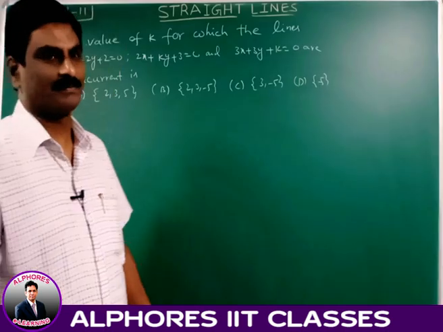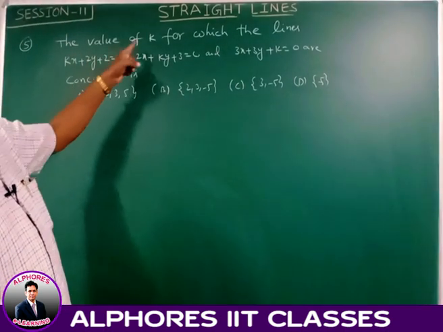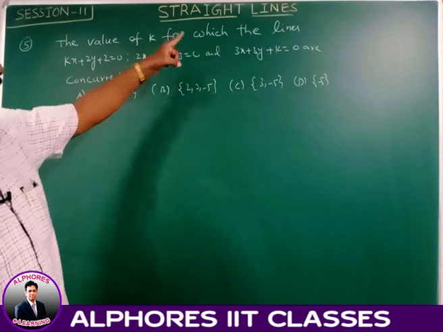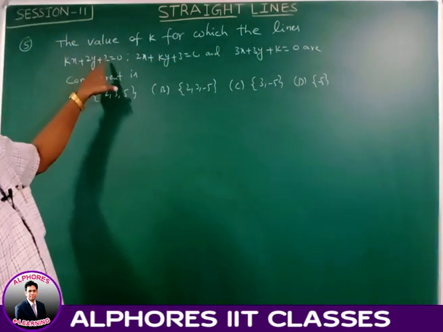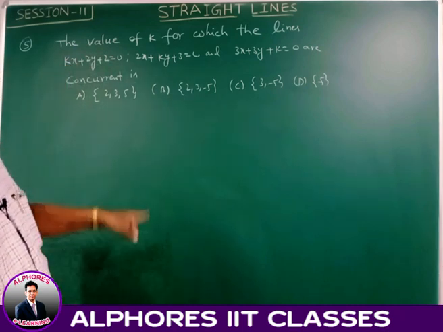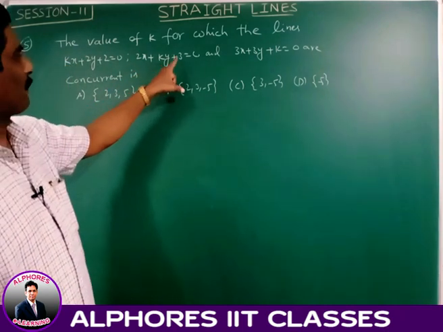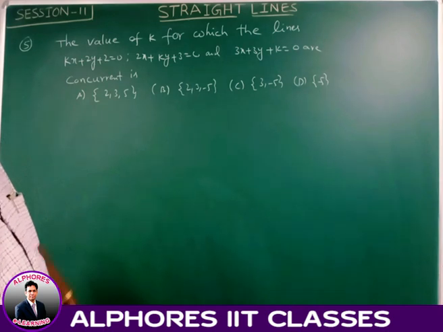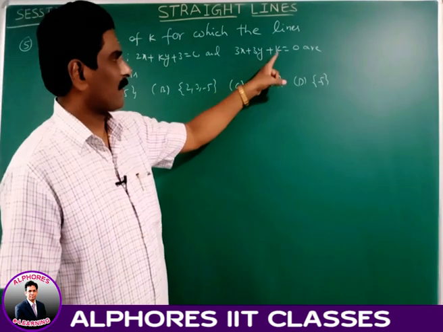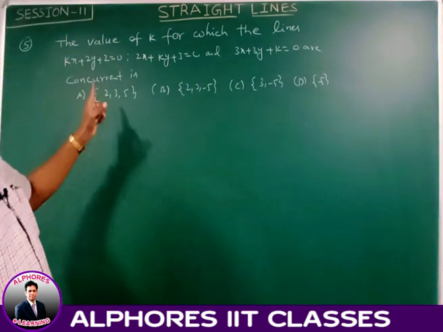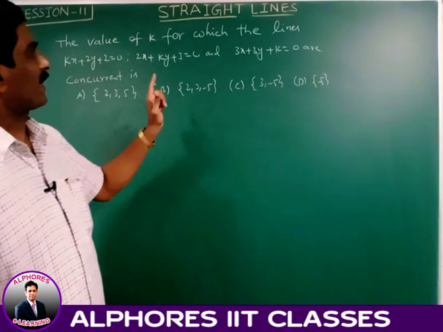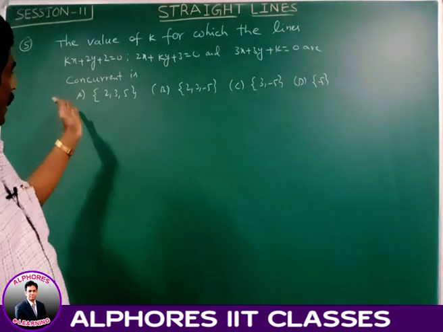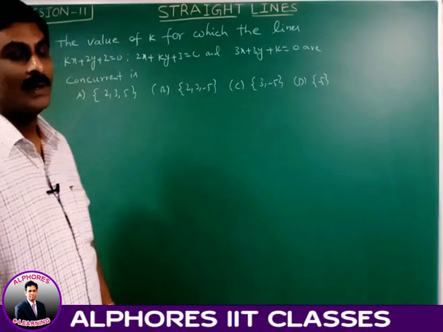Fifth one: the value of k for which the lines kx plus 2y plus 2 is equal to 0, 2x plus ky plus 3 is equal to 0, and 3x plus 3y plus k is equal to 0 are concurrent is dash. If these three lines are concurrent, what is the value of k? In this case, options A, B, C, D are given.